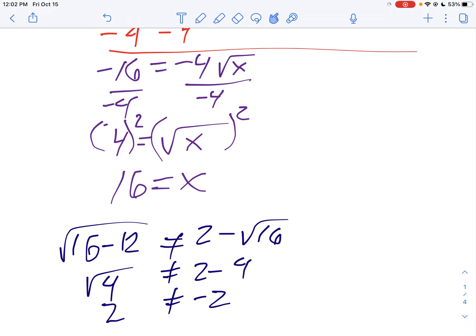So 16 is what we call an extraneous solution. It does not check. So there are no other solutions, so we're going to say no solution on this problem. You must check your work.